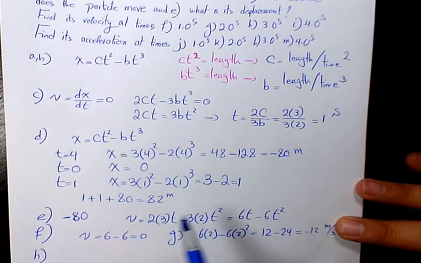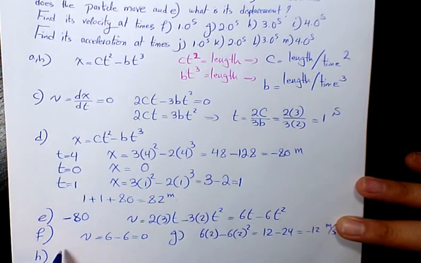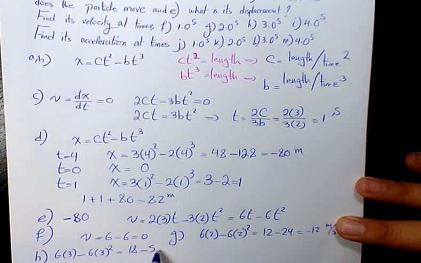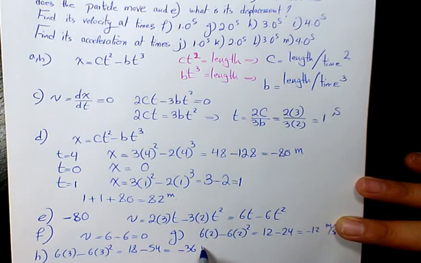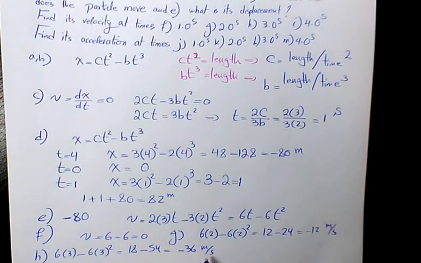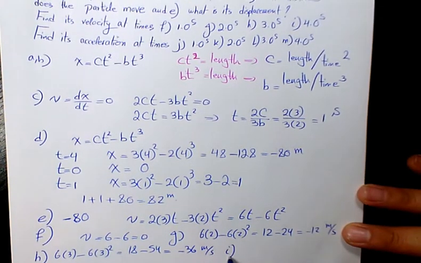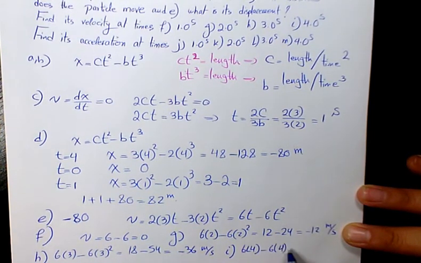H is going to be when time is 3 seconds. 6 times 3 minus 6 times 3 squared. It's going to be 18 minus 54, which is going to be negative 36 meters per second. I is going to be at 4 seconds. It's going to be 6 times 4 minus 6 times 4 squared. That will be negative 72 meters per second.